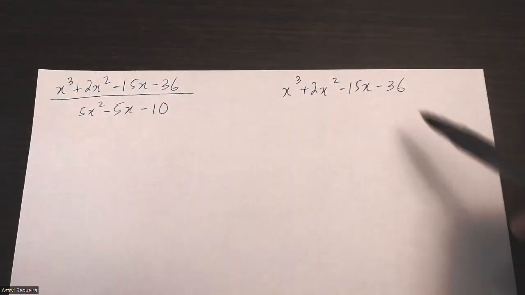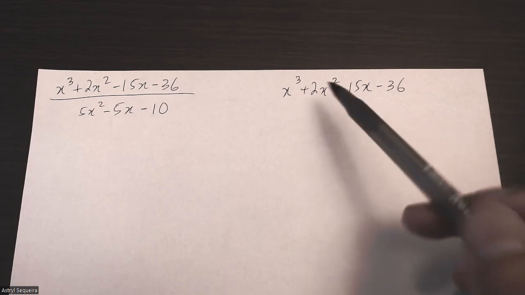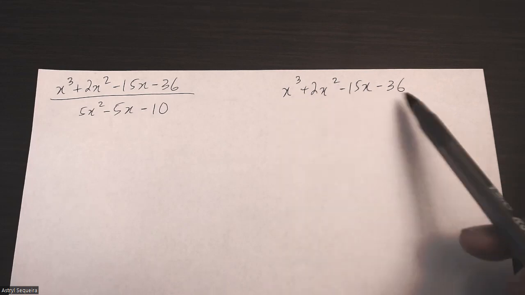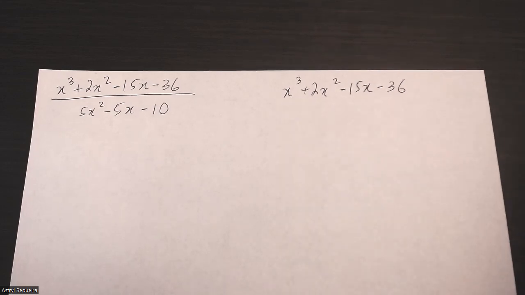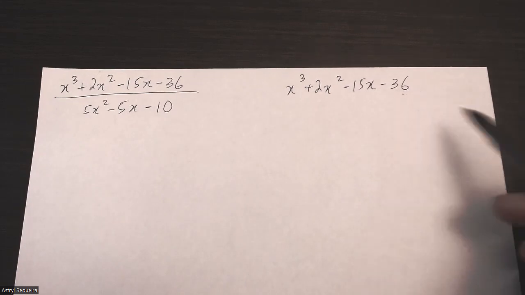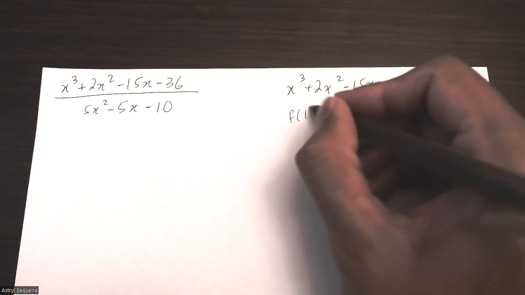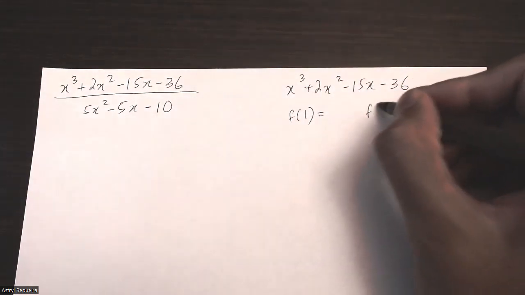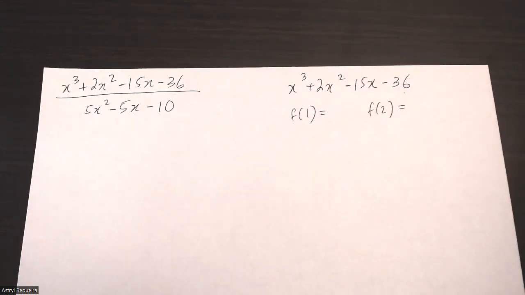If I try and group this, it won't work because I won't get a common factor on each side. So I have to do factor theorem here and synthetic division. I'll start by taking multiples of this number over here. So f of 1 and f of 2. I'll start with those two, see if any of those are a factor. I'll just sub these into my calculator.